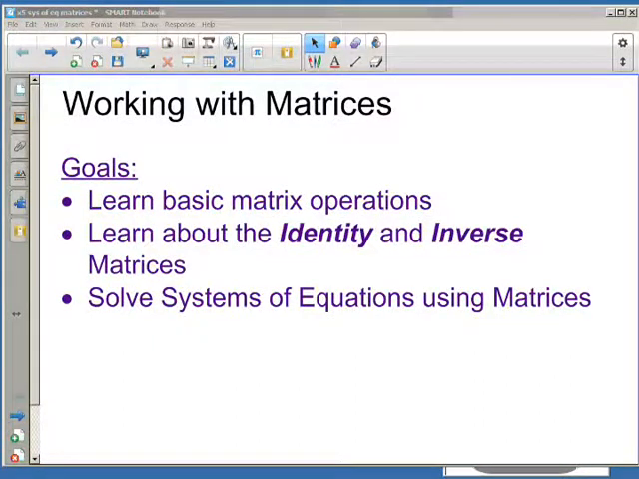All right, welcome to our lesson on working with matrices. We're going to split it up into 3 different videos. We're going to talk about learning the basic matrix operations, and that's add, subtract, multiply, divide. Learn about the identity and inverse matrices, and then solve systems of equations.